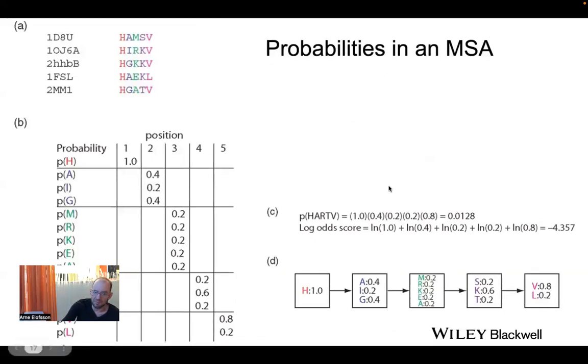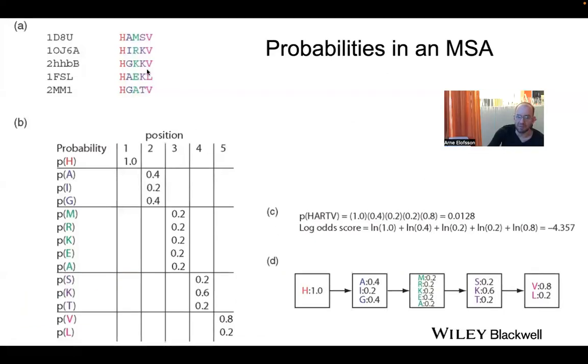So in the multiple sequence alignment you have here, the probability of finding it here would be a 100% chance to get the H in position one, a 20% chance to get the isoleucine, and 40% to get the alanine-glycine in position two, 20% chance to get any of these five amino acids in position three, 60% chance to have a lysine in position four, and 80% chance to have a valine in position five. So you have basic probability.